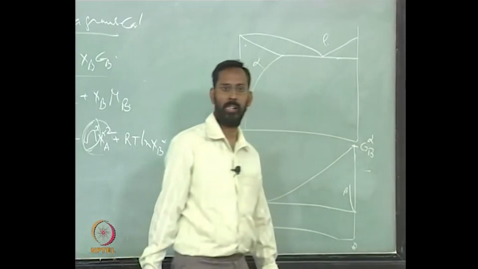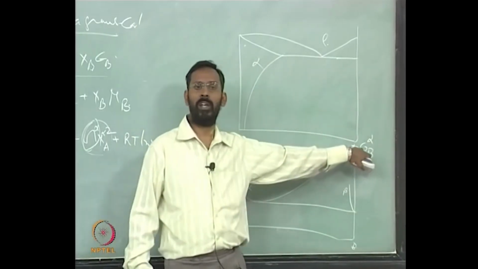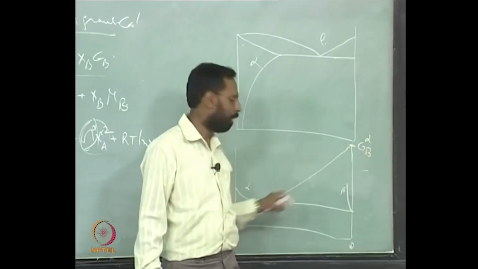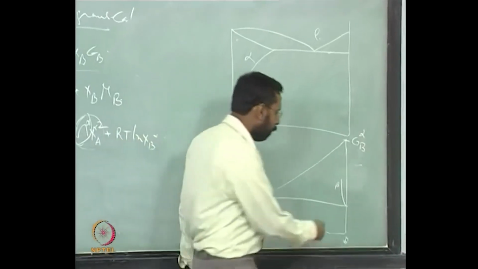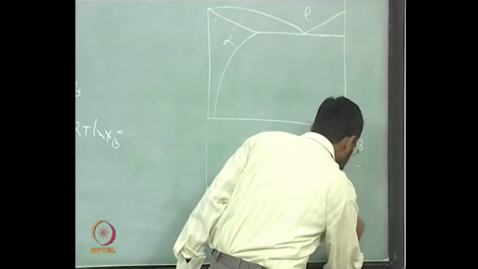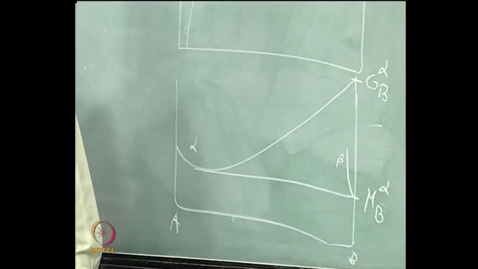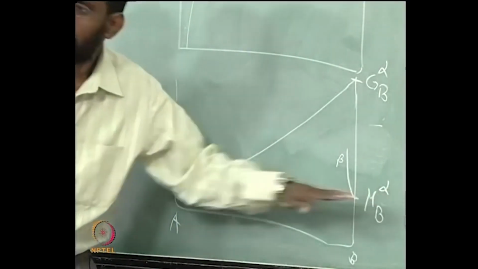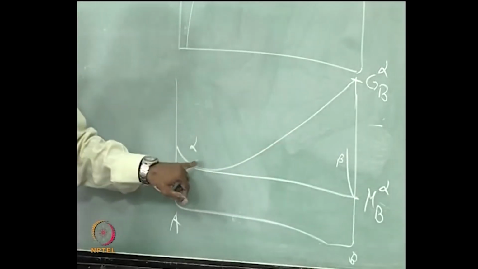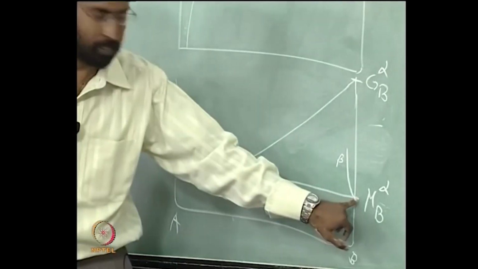Am I right? What is this value? This is GB alpha, pure metal B in the alpha form. And what is this? This value is mu B alpha, because this is a common tangent and this is alpha. So, mu B alpha is here.